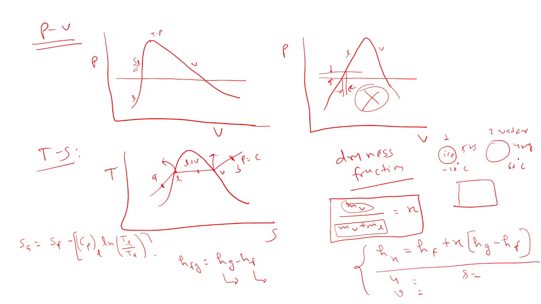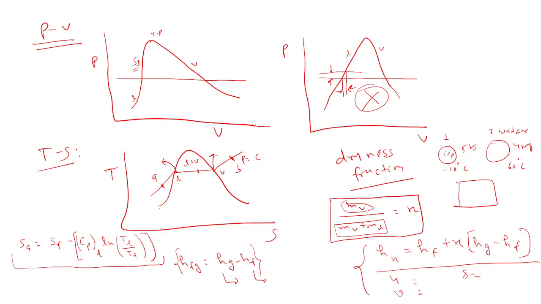Any doubt here? How did it come? Can we write sfg equal to sg minus sf? Same way I have written. I told it for enthalpy, but the same is valid for all. So the pressure term is cancelled, because it is a constant pressure line, so P by P would be 1, and ln 1 would be 0. That term got cancelled.